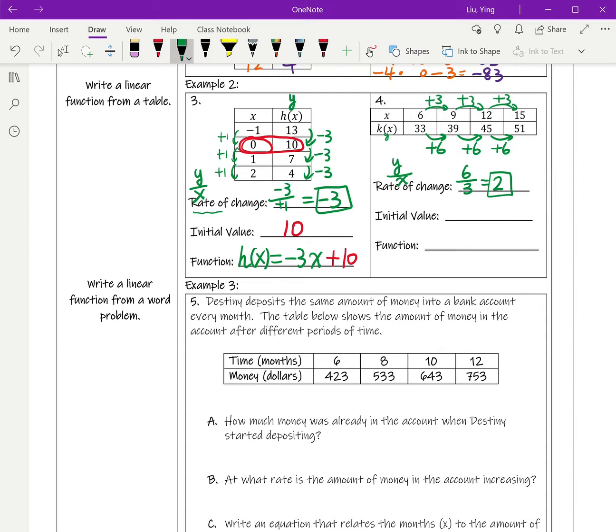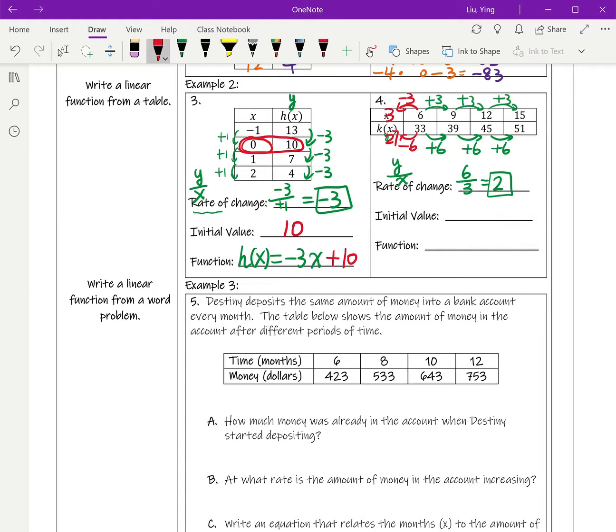Now to find the initial value, we need to find when x equals 0. But the table didn't give us that, so we need to find it. We need to go backwards until the table tells us when x equals 0, what the y value is. If we go backwards just one time here, we're subtracting 3, because if you go forward, it's adding 3 steps, so you go backwards, you subtract 3 steps. And the y value will subtract 6 accordingly, and that's going to give us 27. And the x is 3.